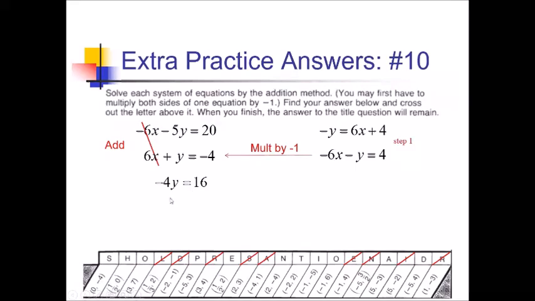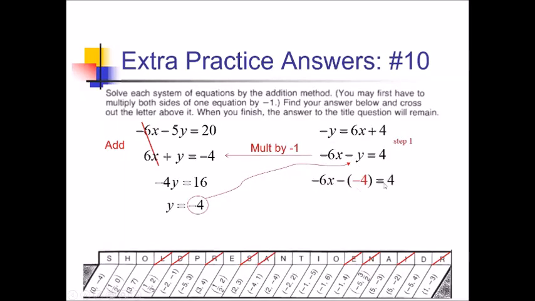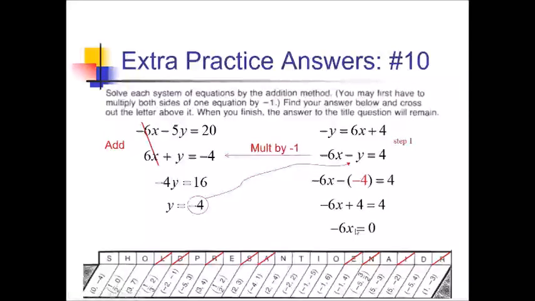Dividing both sides by negative 4, I have y equals negative 4. Plugging that back in over here to get the x value, that's negative 6x minus negative 4 equals 4. This is really a plus 4 here. If I subtract 4 from both sides, I have negative 6x equals 0. And then dividing by negative 6, we have x equals, 0 divided by negative 6 is 0. Well, that's nice. So that's the point (0, negative 4), which is actually the very first letter here, letter S. Cross that off. And we've now got 2 questions left.